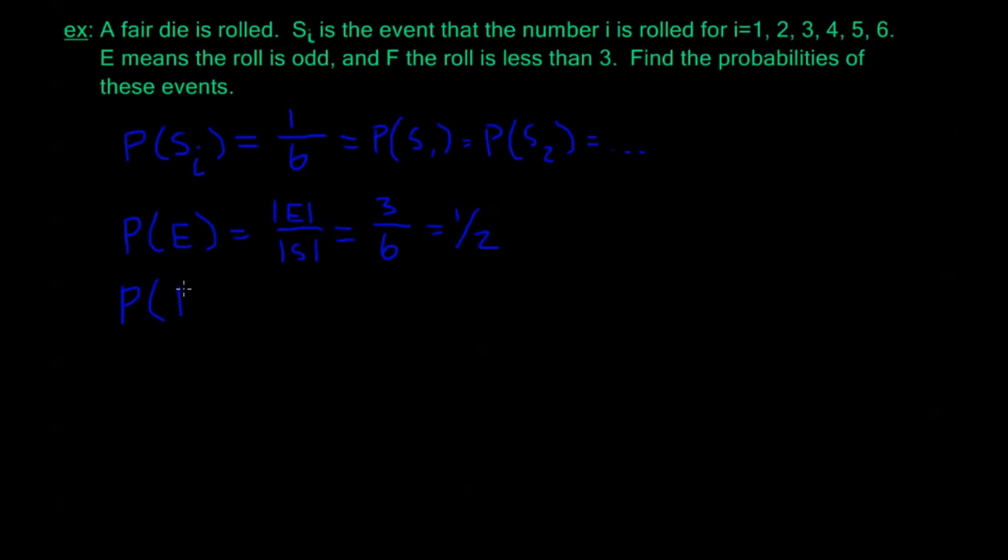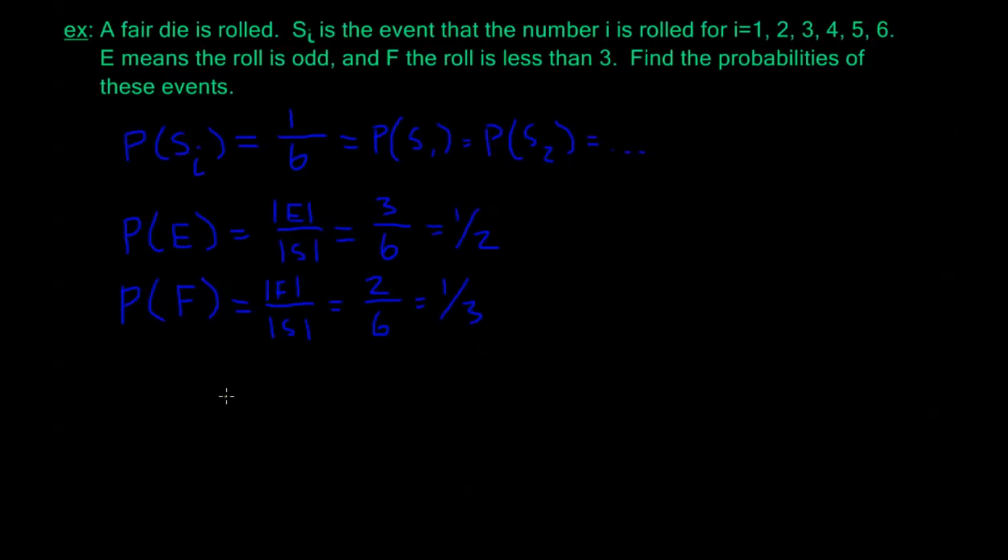Now finally looking at F, F is that the roll is less than 3, so I'm going to be looking at the order of F over the order of S. The roll is less than 3 means that the roll is 1 or 2, so there's 2 sample points in F, 6 sample points in S, so the probability that the roll is less than 3 is 1/3.